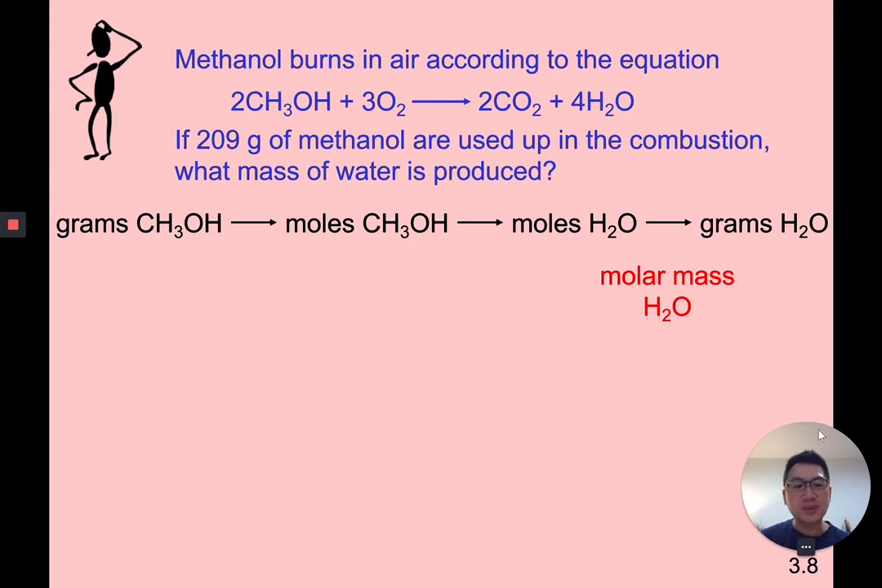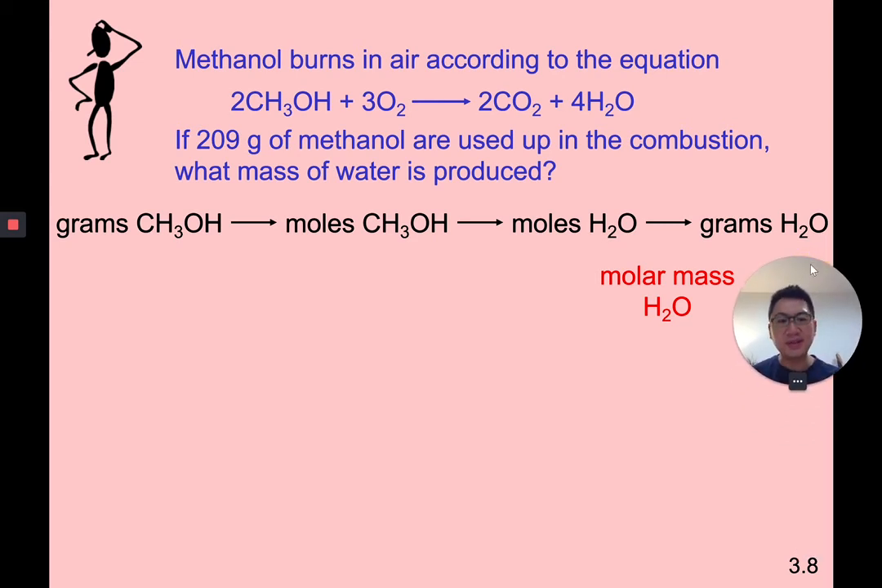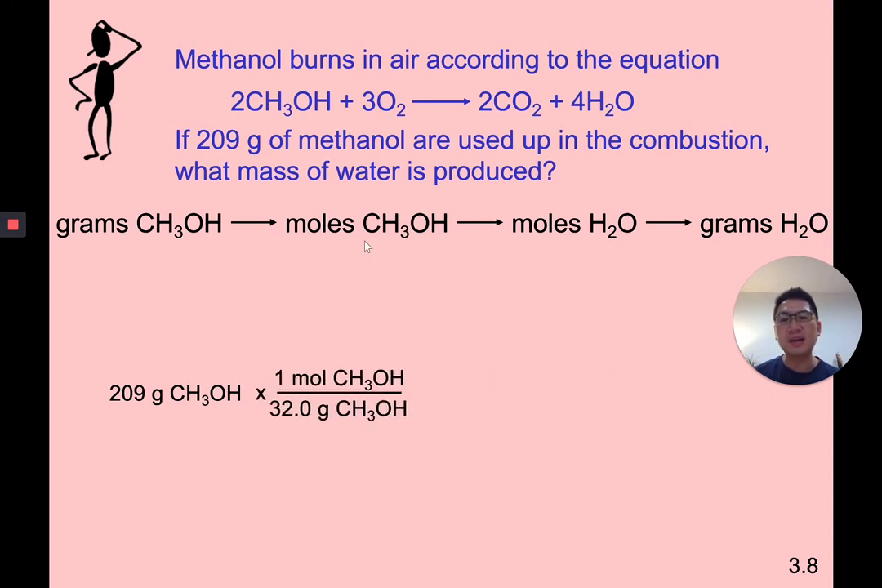Okay, so let's do this work. Start off with the given here, 209 grams of methanol. Change grams of methanol into moles of methanol by finding the molar mass of methanol. I've already done it. It's about 32.0. You can have more sig figs, but right now it's just 3 sig figs. That's the mass of carbon, which is 12.01, 4 hydrogens, 4 times 1.01, plus oxygen, 16, adds up to 32.0. Again, you can have more sig figs if you like.